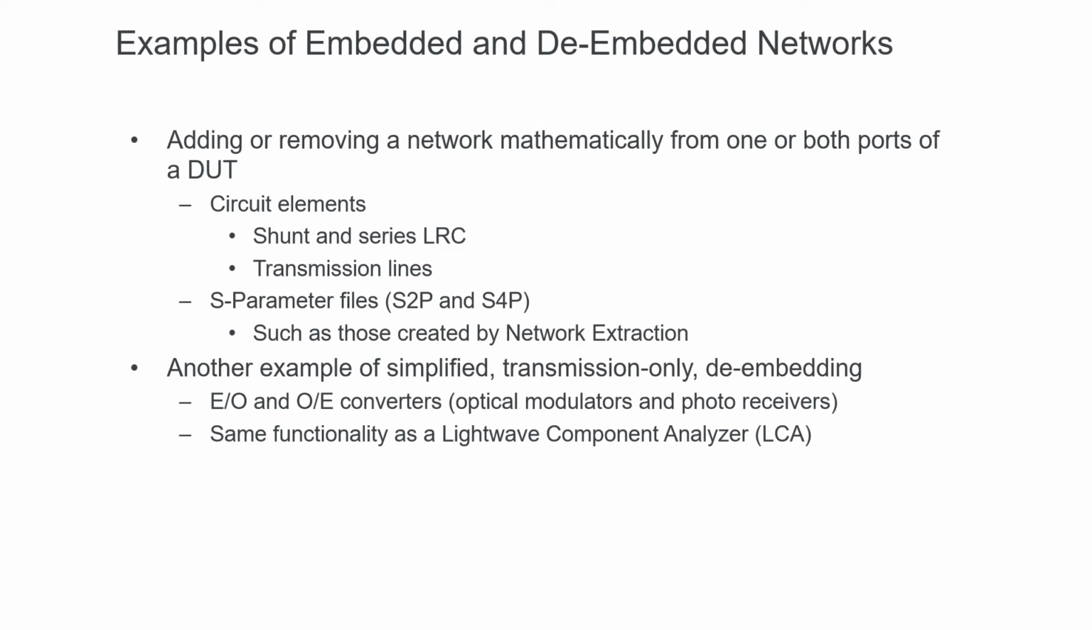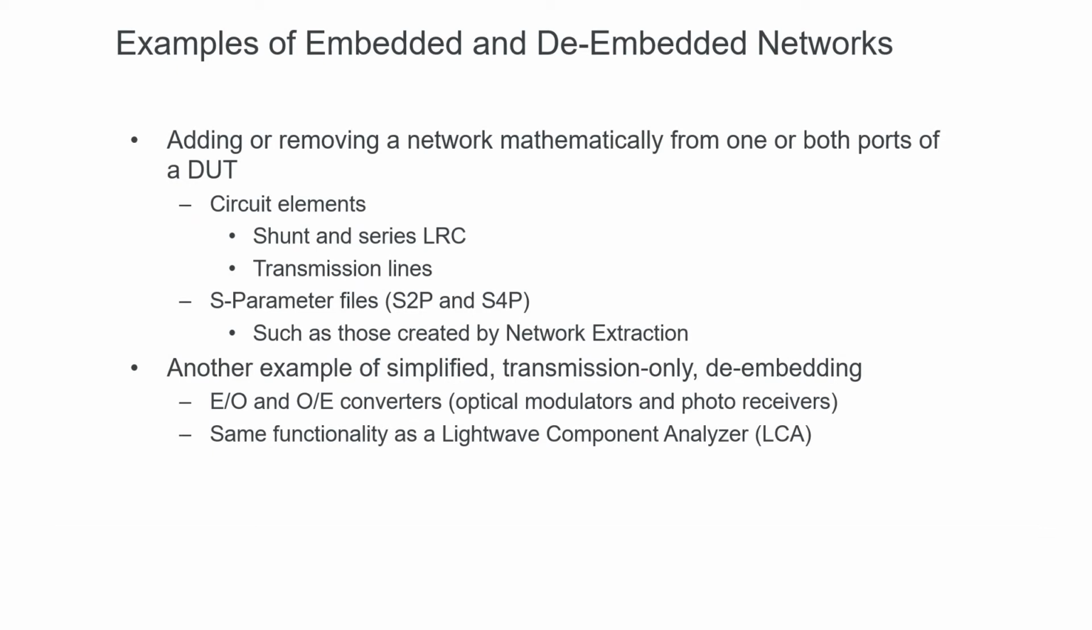Now, what kind of networks can we mathematically add or remove from ports of the VNA? Well, we can have standard circuit elements. These would be lumped elements such as shunt and series inductors, resistors, capacitors, and transmission lines. We can put in the characteristics of a transmission line and add and subtract that. We can also, in our case here today, use S2P and S4P models of the networks that we want to add and subtract. These would be created in network extraction and then applied here in the embedding, de-embedding.